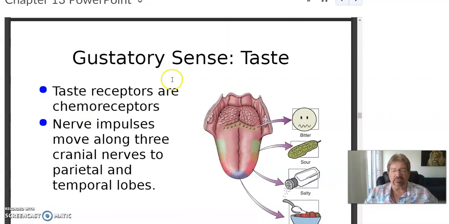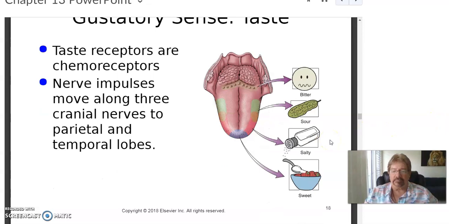Gustatory is taste. Taste receptors are also chemoreceptors. Nerve impulses move along 3 different cranial nerves. I think it's 5, 7, I forget the other one. To parietal and temporal lobes, where it's detected. We have taste buds for bitter, sour, salty, and sweet. There's also another one that has a Japanese name that's been discovered in recent years, but I don't remember it. A great deal of taste, too, guys, is from smell. If you have a cold or sinus problems where you can't smell very well, you hardly can taste anything either.